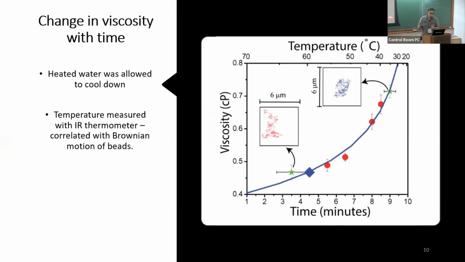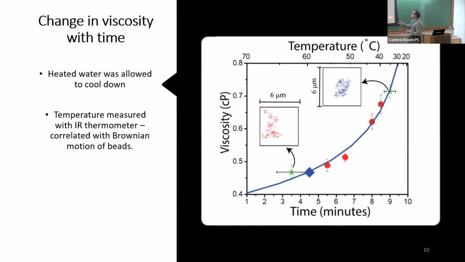Because this is very fast, almost 100 times faster than current technology, this allows us to measure viscosity in real time. And this is the cooling water. The water was heated up to 70 degrees and we allowed it to cool to room temperature, and water's viscosity changes from 0.4 to about 0.8, which is room temperature.